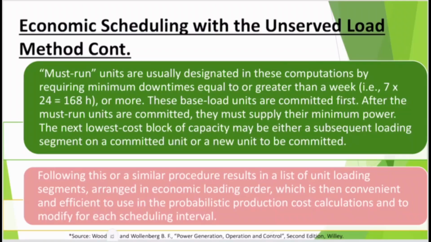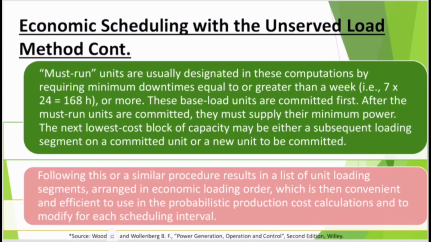And then when you increase the load, or the increased load needs to be met, there are two ways of doing it. Either you can increase the generation of those units operating at minimum generation capacity, or you can take a new unit to be added to meet the loads. Now, following this or a similar procedure results in a list of unit loading segments arranged in economic loading order, which is then convenient and efficient to use in the probabilistic production cost calculations and to modify for each scheduling interval of a day, week, month.